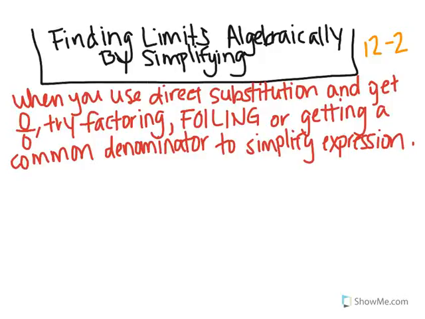This is section 12-2 where you're finding limits algebraically, and that means not using a calculator. So when you try to evaluate it and you plug in the number the limit's approaching and you get 0 over 0, you're going to try one of these three methods, either factoring, foiling, or getting a common denominator.